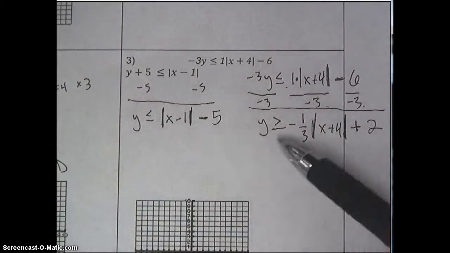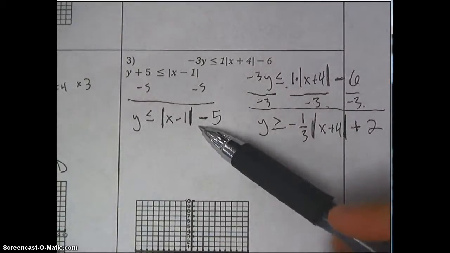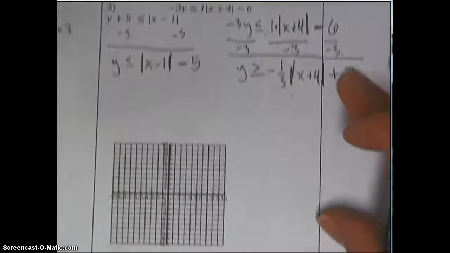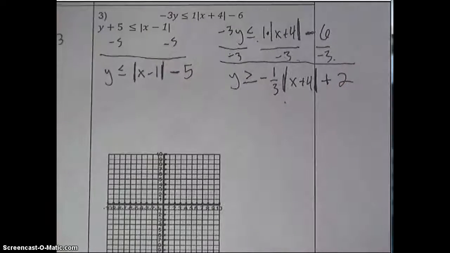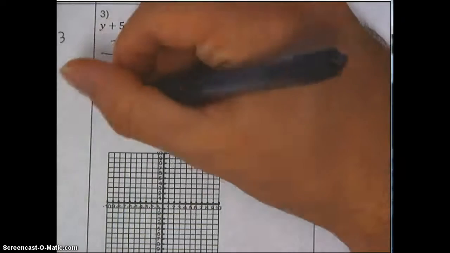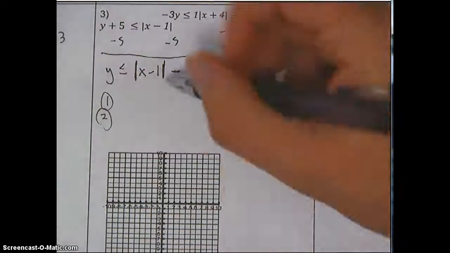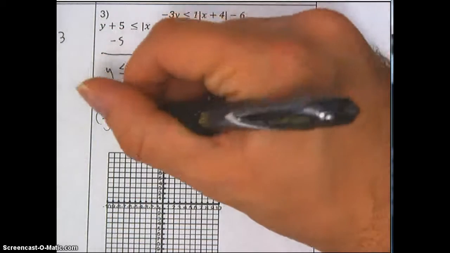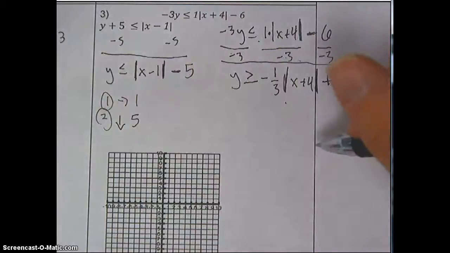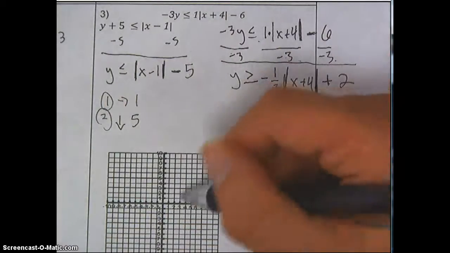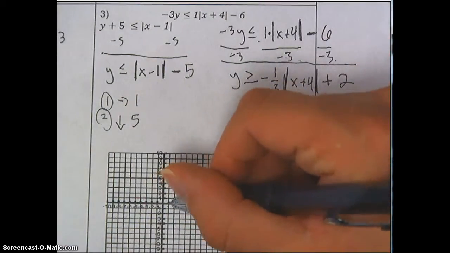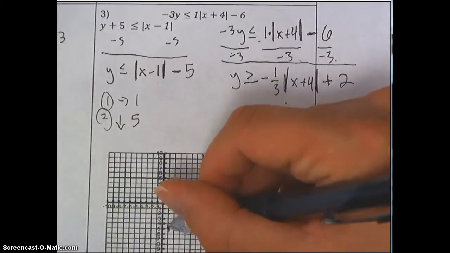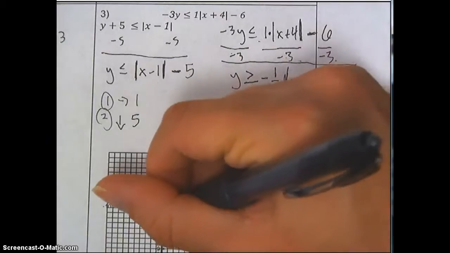Okay, so now I'm looking at both these equations. I'm seeing 2 transformations here, and I'm seeing 4 transformations here. So let's identify all of them. 1, 2. Okay, that minus 1 means go right 1, and that minus 5 means go down 5. Okay, well, I'm just going to do that real quick. So right 1, down 1, 2, 3, 4, 5. So I'm going to go ahead and plot this thing really quick.